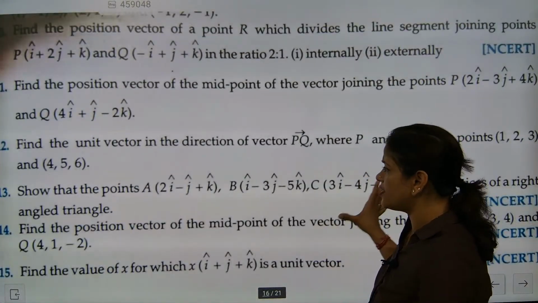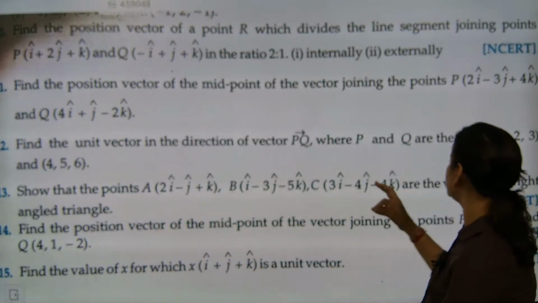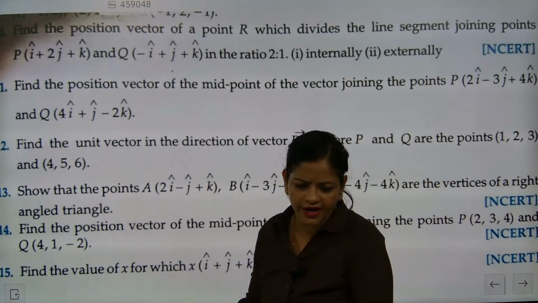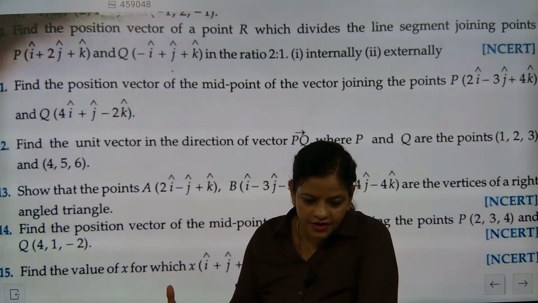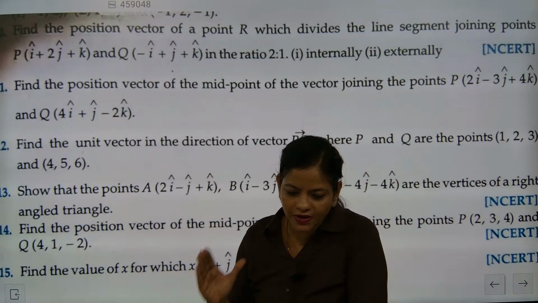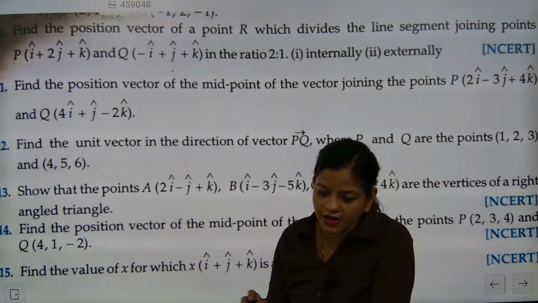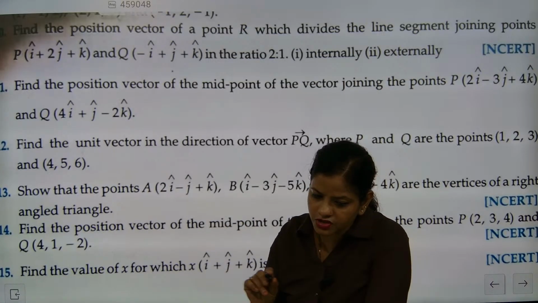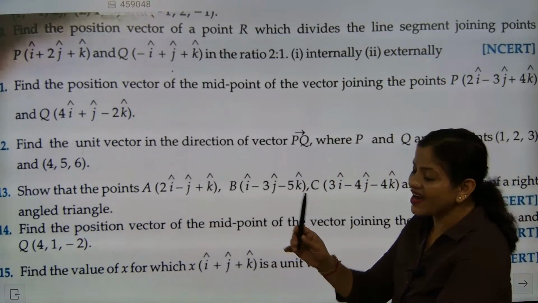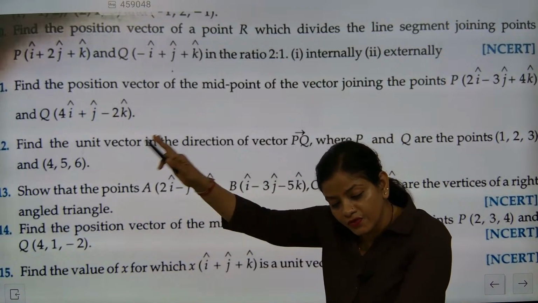These are some of the questions. Show that the points, these are the position vectors of a right angle triangle. This is an easy NCERT question. Okay, I'm just explaining to you. Hi Divya, I'm just explaining to you. These questions are not that many, but these questions we must know one time. Strategy we will know. Solving we will do there.